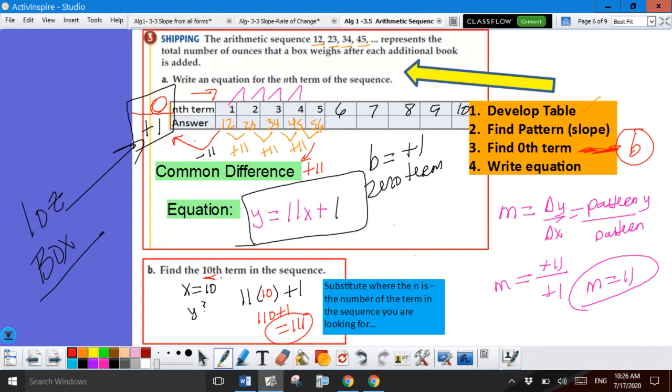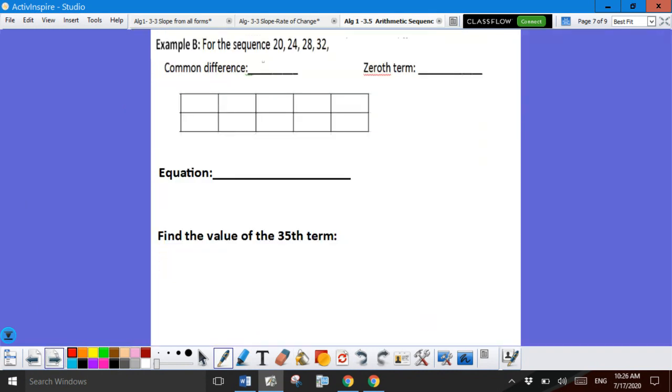So not too bad. All right, let's try one more. And this one kind of looks more like what you're going to see on assessments and that kind of thing. And it also gives you a blank table. So we have to figure out how to fit the numbers in this table. Okay. All right. So remember, the first thing we do is table. And then we're going to find slope. So we're going to fill in our table.